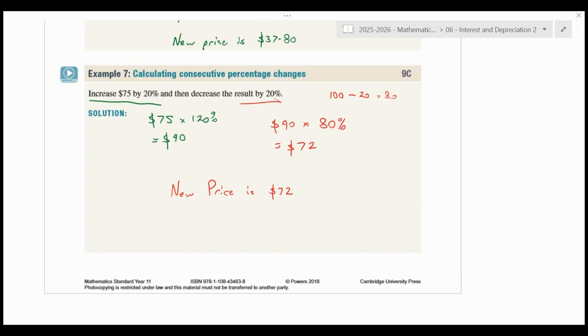So be very careful. If you need to do consecutive percentage changes, do them consecutively. Don't try and do it all in one go. Don't just add and subtract percentages because that won't work for you.